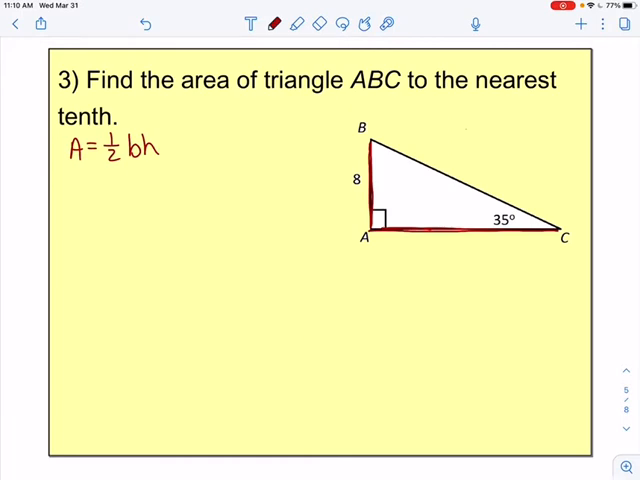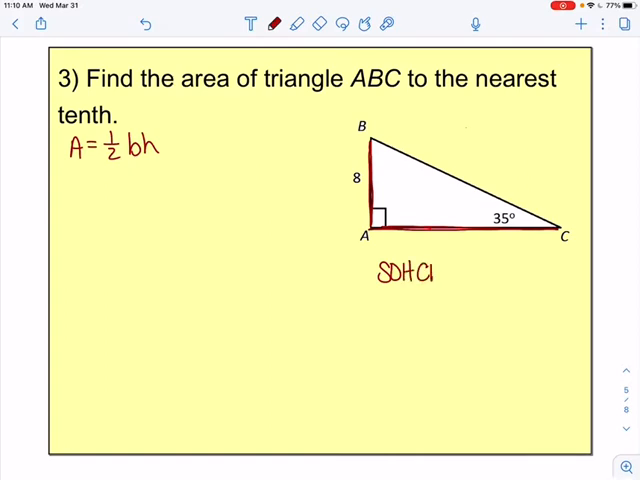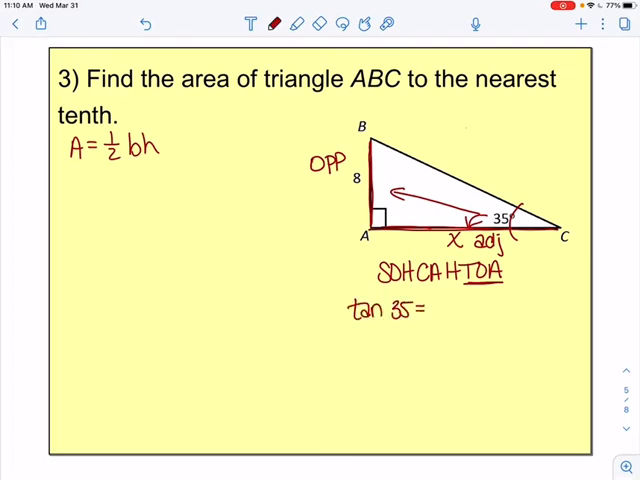But what can I do? I can use trig. I can use SOHCAHTOA to find the length of AC. With relation to 35, that 8 is the side directly opposite, and x is right next to, or adjacent. The trig function that deals with the adjacent and the opposite side at the same time is the tangent. So we're going to do the tangent of 35 equals the side opposite, which is 8, over my side adjacent, which is x.